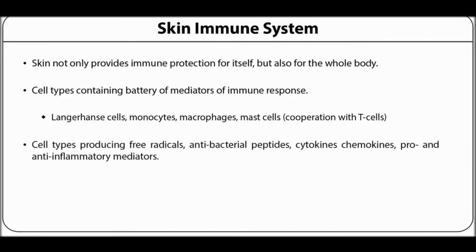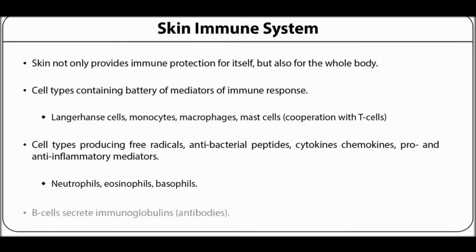The cell types producing the free radicals, antibacterial peptides, cytokine chemokines, pro and anti-inflammatory mediators include the neutrophils, eosinophils, and the basophils, while the B cells secrete the immunoglobulins or the antibodies.